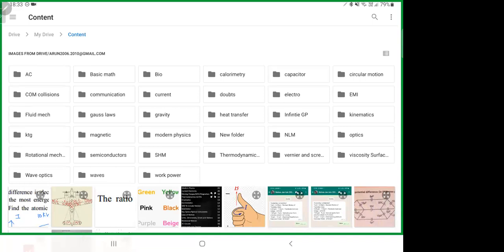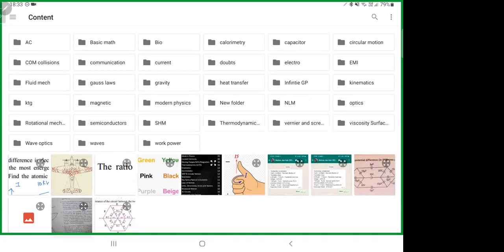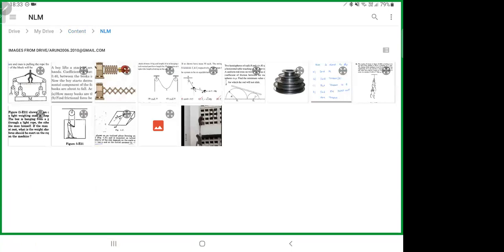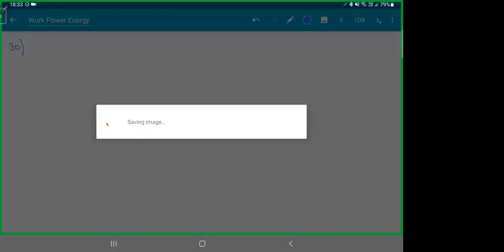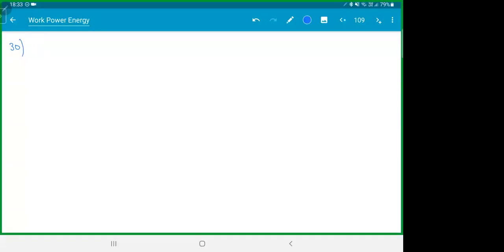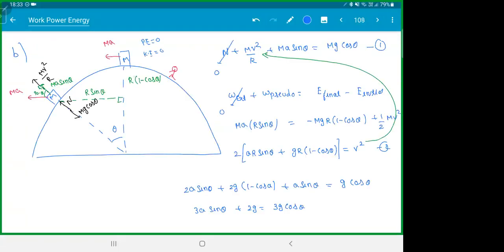Where is this problem? I said one case we got. I'll find the problem. Wait, how did we get E final? E final is this point, no? Potential energy is like minus mgr(1 minus cos theta), and kinetic energy is half mv square.